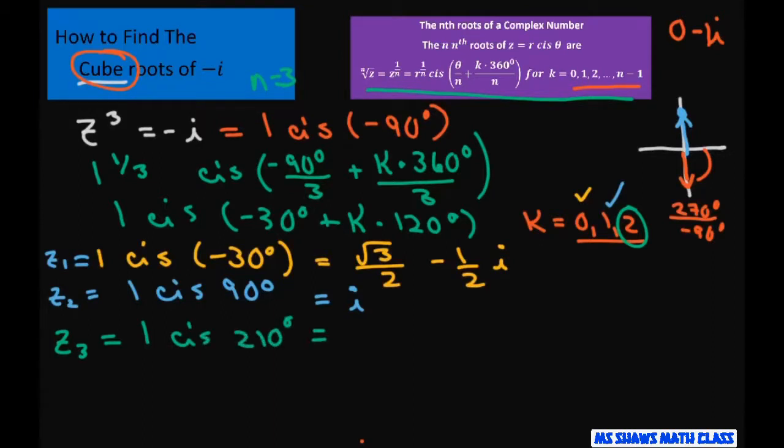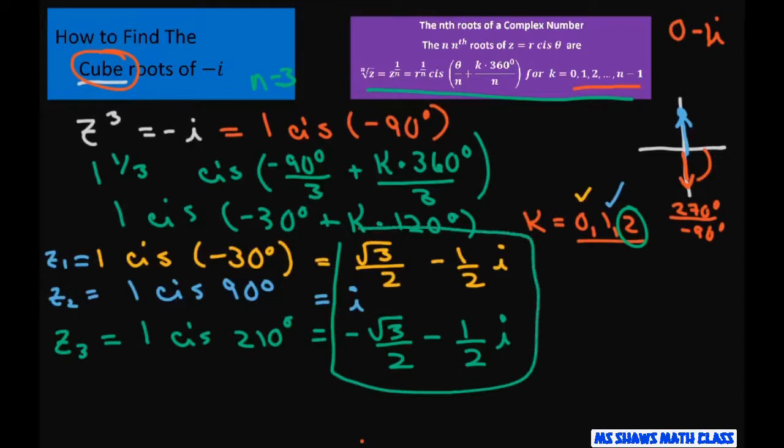That equals, your cosine is going to be negative square root of 3 divided by 2, and your sine is negative 1/2 i. And that's your 3 complex cube roots of negative i.